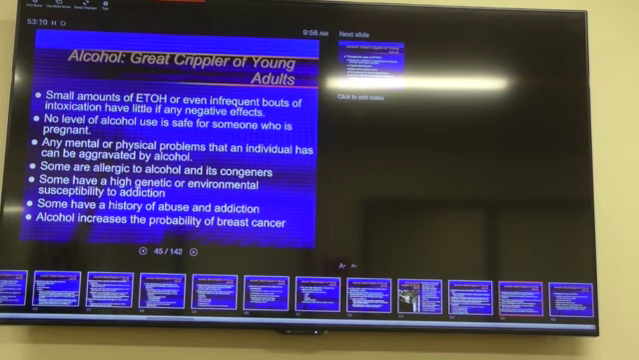Some have a history of abuse and addiction. Alcohol increases the probability of breast cancer.